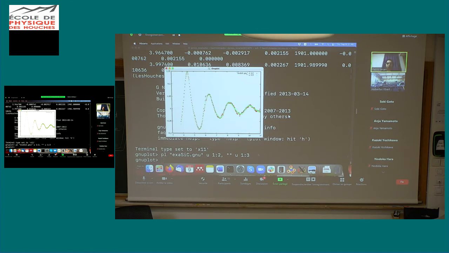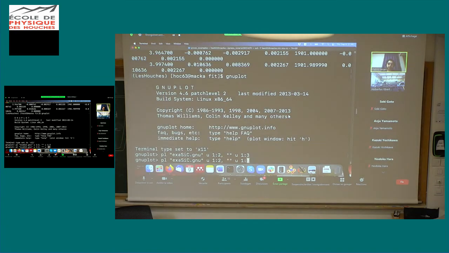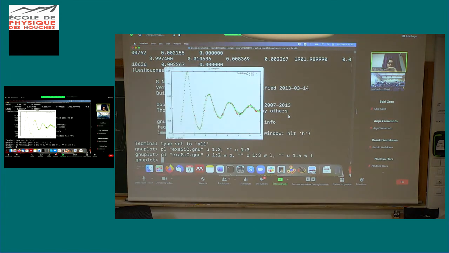Yeah, so I forgot. Let me do it with line. First, the second column is the experimental point, so I will plot the points and then the fit with line. And then we can also plot the residual with line. Yeah, okay. So you see how the red points are the experimental data.